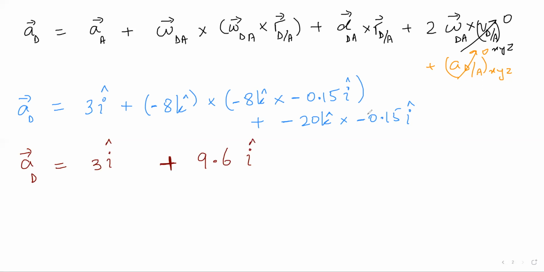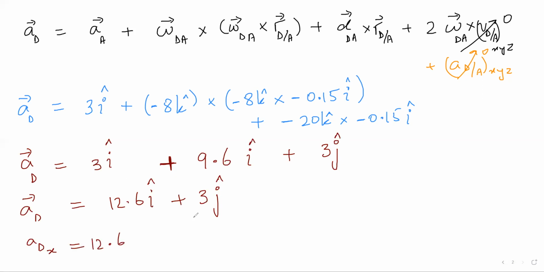And then 20 into 15 gives me 3. Sure? Positive 3J. Okay. The answer comes out to be 12.6i plus 3j. So your answer was correct actually. So what is the value of ADX? It is 12.6 meter per second square in this direction. And ADY is 3 in this direction.